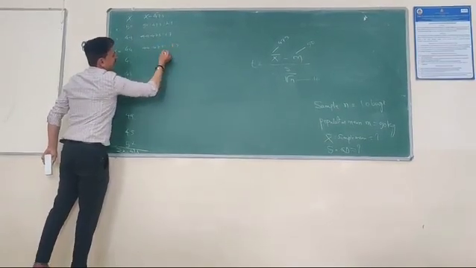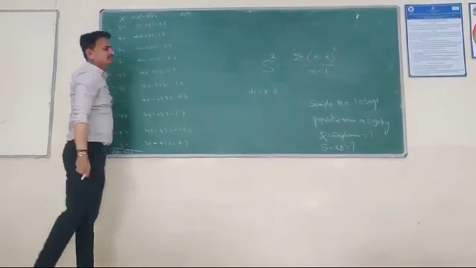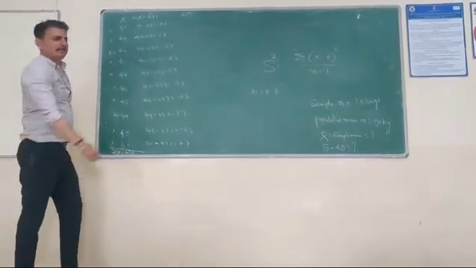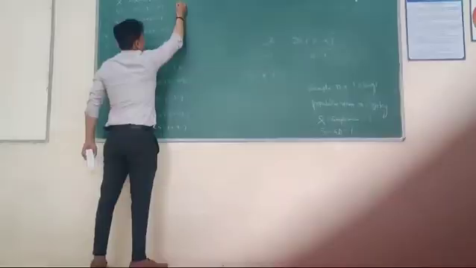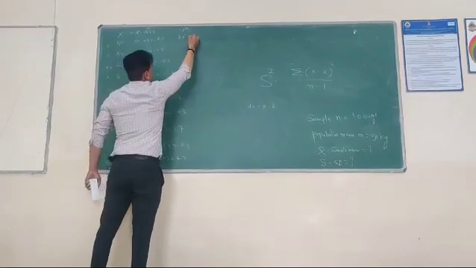Minus 3.3. So now we have to get dx square. We have to get dx square. So this is nothing but 2.7 square. How much? 7.29.